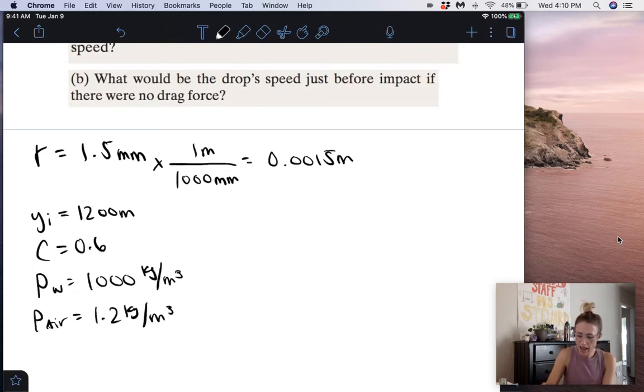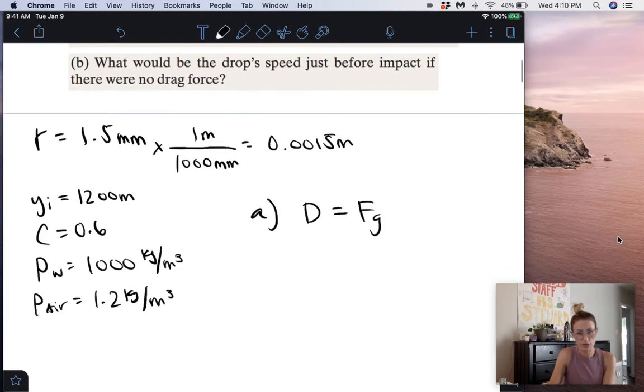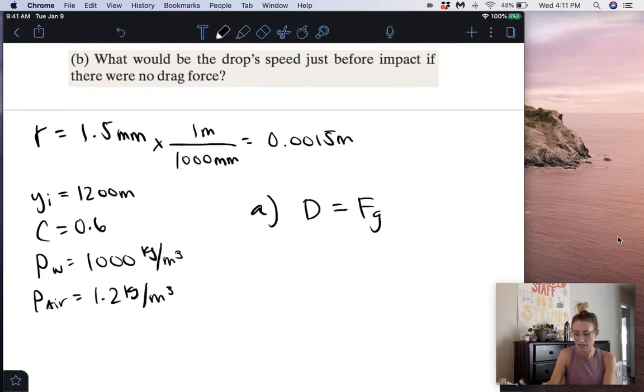Now again, for part A, we know that we want to find the terminal velocity. So remember, terminal velocity is when the drag force is equal to the force of gravity. So I actually gave you an equation for terminal velocity in that PowerPoint for drag force, and that was terminal velocity is equal to the square root of 2 times the force of gravity divided by the drag coefficient times the density times the area.